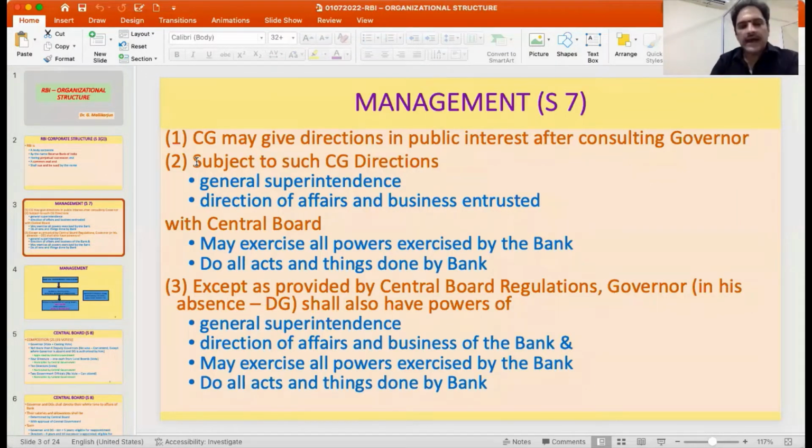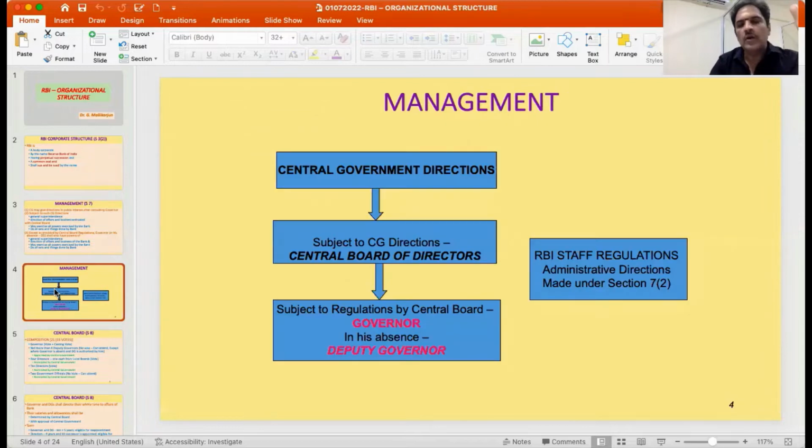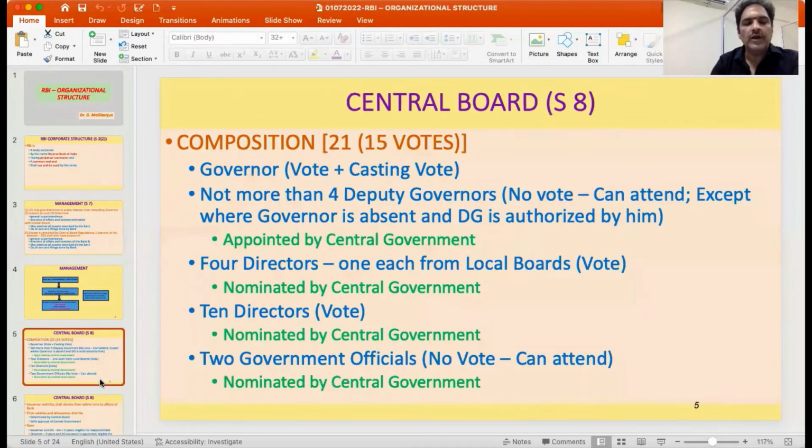So the tiers of management control are first central government directions, then, subject to central government directions, the central board of directors, then, subject to the central board's regulations, the governor, and in his absence the deputy governor.